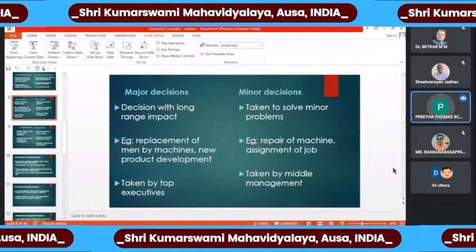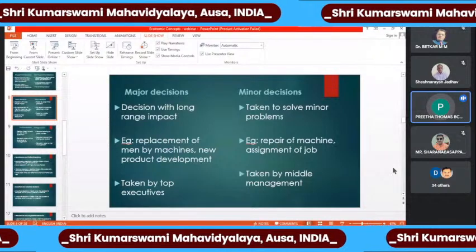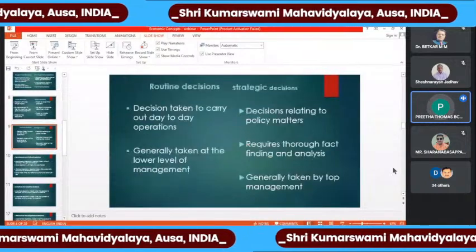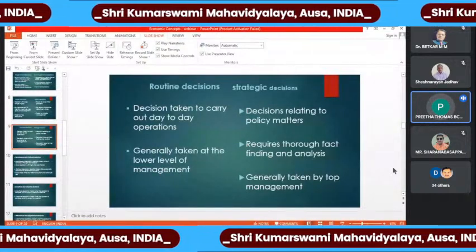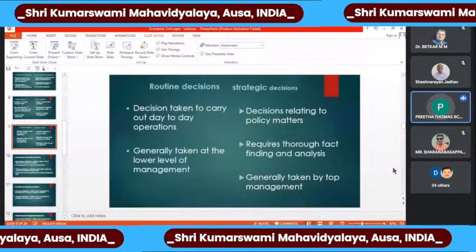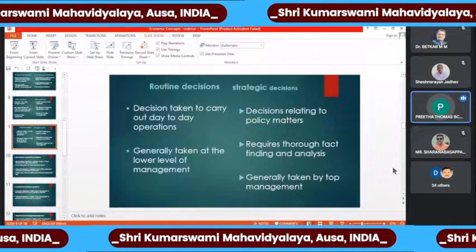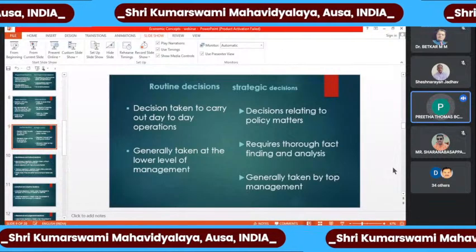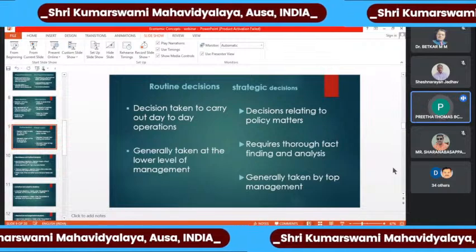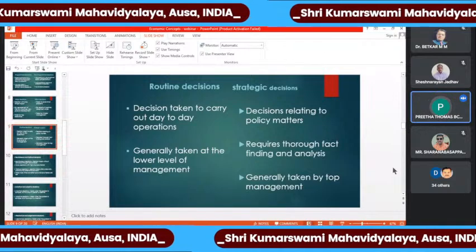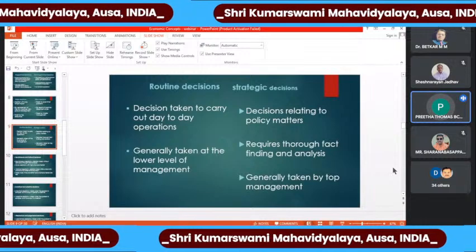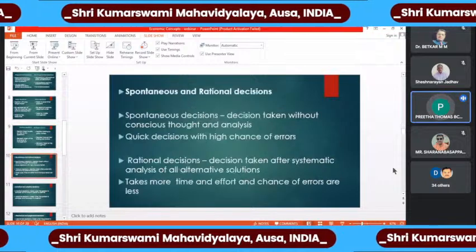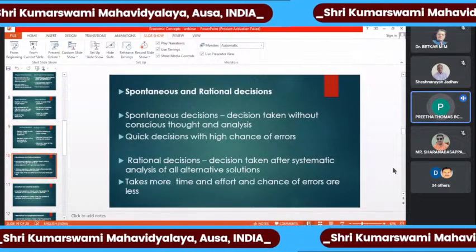Okay, minor decisions are those decisions to solve minor problems, repair a machine, assignment of job. They are taken by the middle management. Right? Then you have what is known as routine decisions and strategic decisions. Routine is day-to-day decisions, like they are taken by the low-level management. Strategic decisions are decisions related to policy matters. Right? It requires thorough fact-finding and analysis, and it is generally taken by the top management. I'm just telling all this to understand that there are various kinds of decisions also.